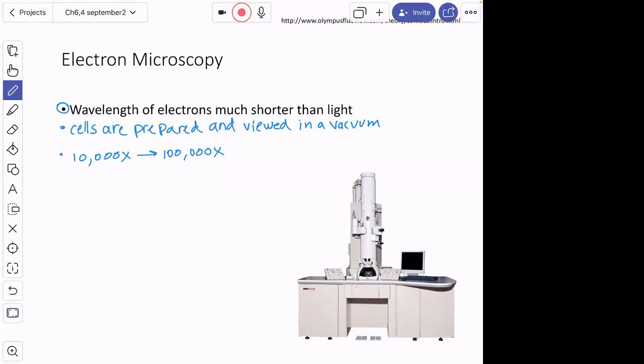Actually, we can get magnification up to 1,000,000 times. That's just not commonly done. I just mentioned that because there's a homework question that says, what can magnify up to 1,000,000 times? Okay, it's just not typically done. And this is a picture down here of a transmission electron microscope. They're pretty big things. They take up some room. You're always going to view your image on a computer screen and not actually looking at it.